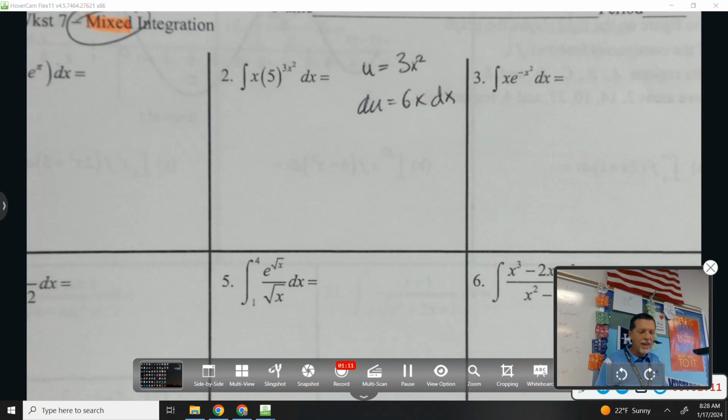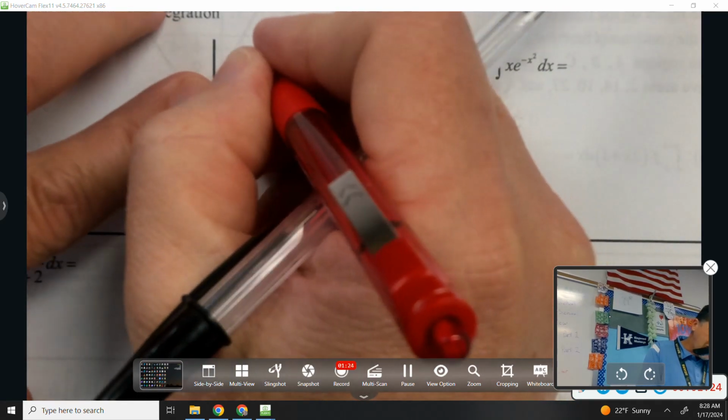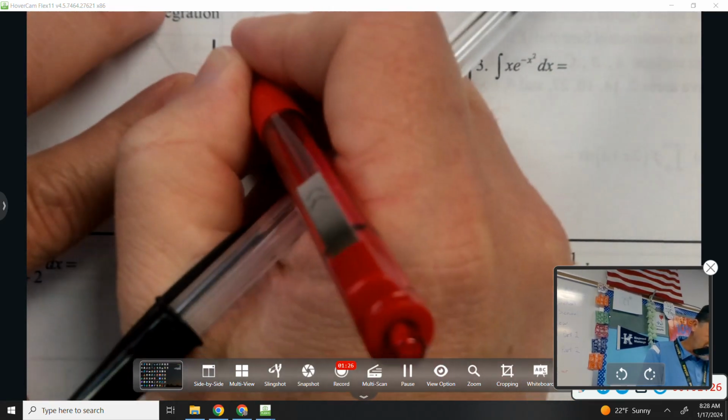If not, and I'll do it a couple times later on purpose, you pick the wrong u, it doesn't work, you go back, you pick something else. That's part of the process. That's okay. But I'm pretty sure I got this one right because there's an x. So all I need is a 6.